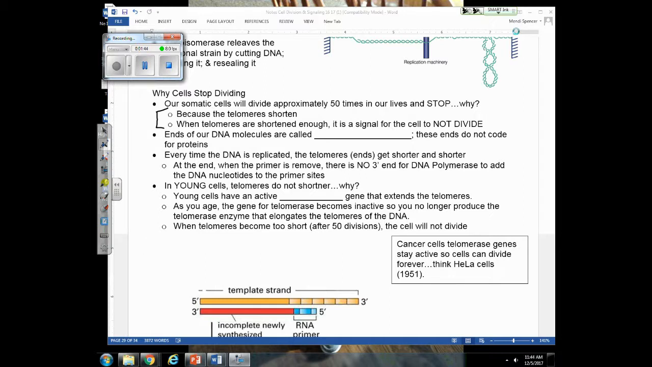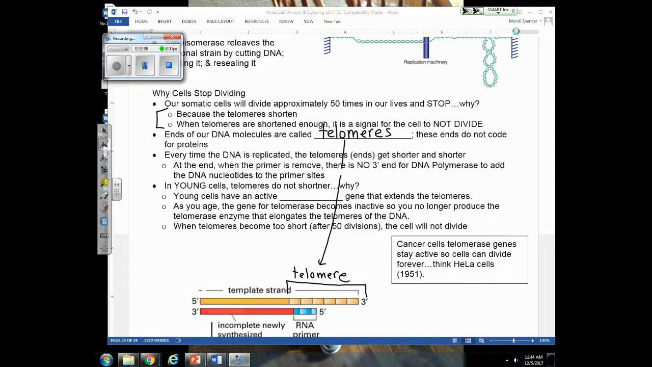So what is a telomere? The telomere is the end of your DNA molecules. So the end of the DNA molecules are called the telomeres. They're just a sequence of bases, but they do not code for any proteins. So down here in this diagram, this is the end of a DNA molecule. So this area of the DNA would be considered the telomere.